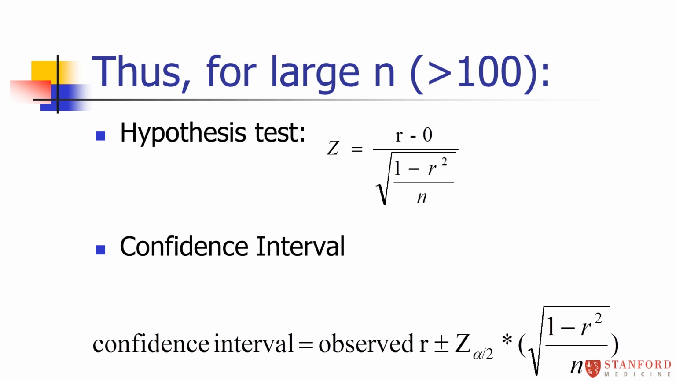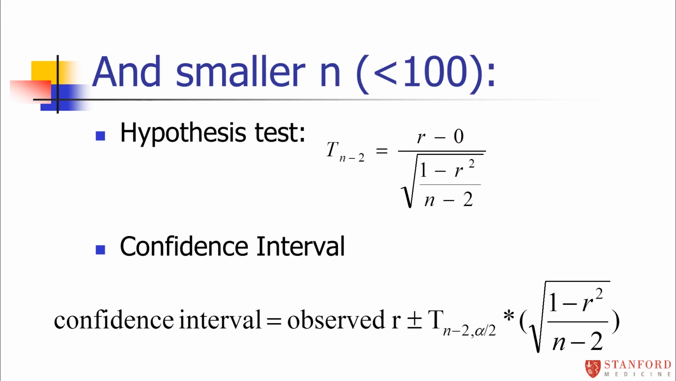To build a confidence interval, you'd take the observed value of R in your sample, and you'd add or subtract the confidence limit. Usually that z-value is going to be 1.96 for a 95% confidence interval, but if you wanted to make 99% or 90%, that z-value might change, times the standard error. And you'd just be plugging the observed R into the standard error, because we don't know the true R. That's for large n.